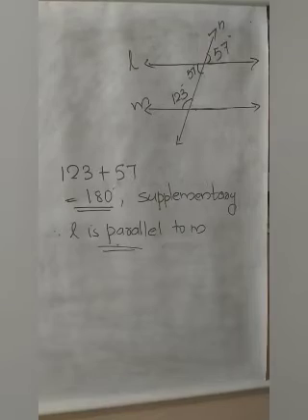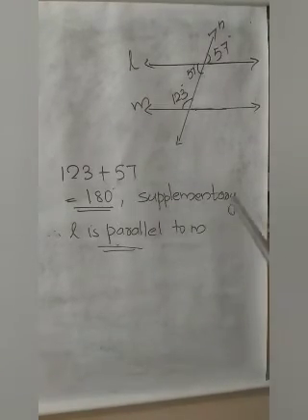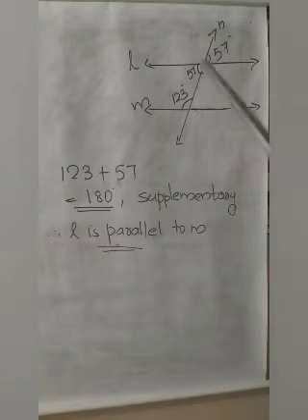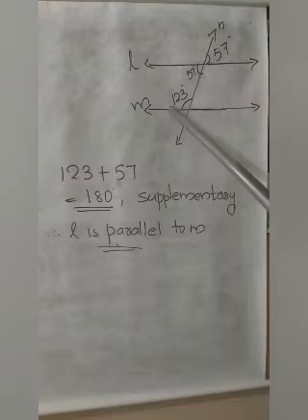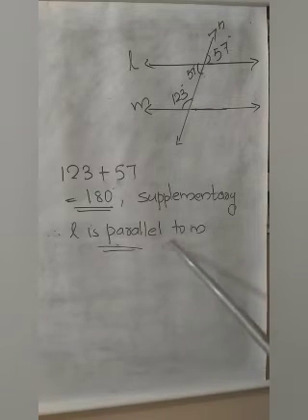Now I got two interior angles on the same side of the transversal. Now if their sum is 180 degrees, then I can say L is parallel to M. So we can check the sum. The sum of these two angles is 180 degrees. That means they are supplementary. Then we can say L is parallel to M. What is the reason? The interior angles on the same side of the transversal, their sum is supplementary. So L is parallel to M.